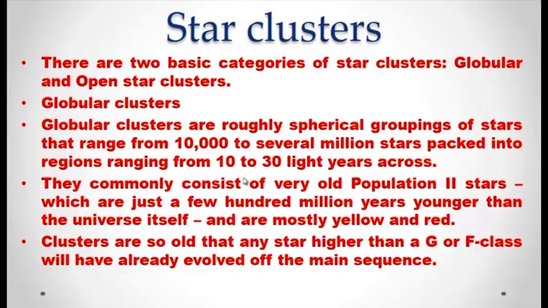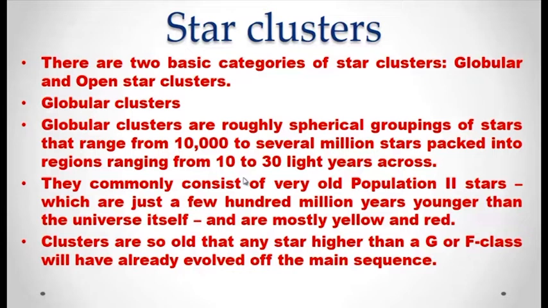These globular clusters are so old that any star higher than G class or F class has already evolved off the main sequence. G class and F class are spectral classifications of stars. We are going to see that spectral classification later, so at that time you will understand more clearly what G class and F class are.